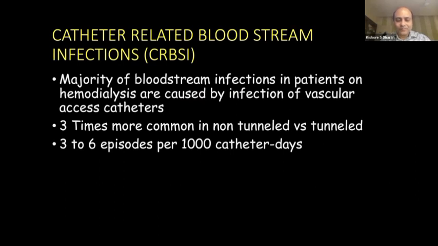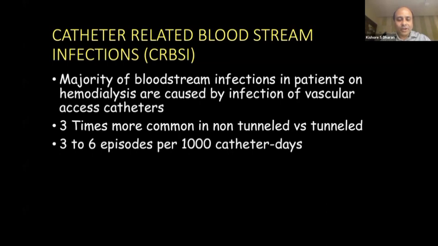As we all know, the best way a patient can be dialyzed is through the arteriovenous fistula, second best is the arteriovenous graft, third is a perm cath, and fourth is a temporary catheter. So this is the main reason why it is so. The infection of vascular access catheters is the main cause of bloodstream infections in patients on dialysis.